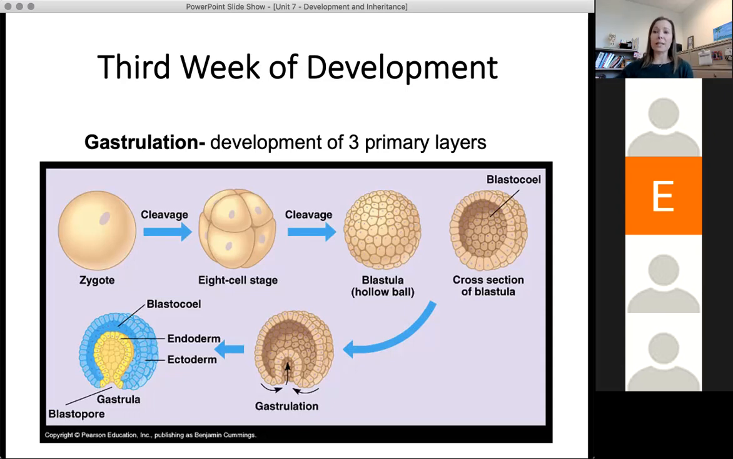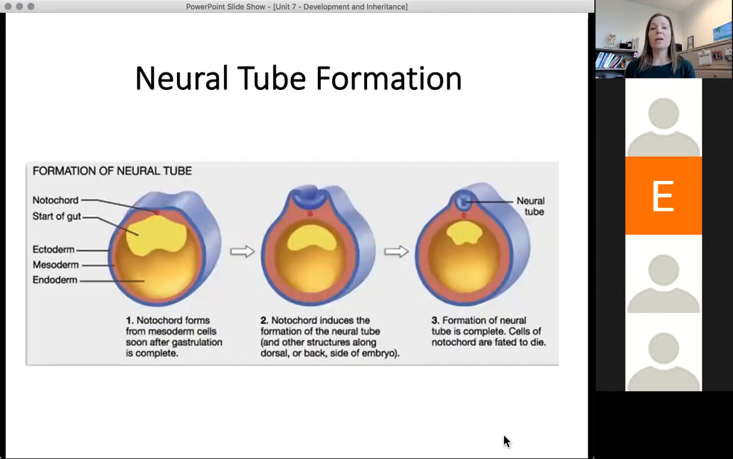Okay, also a really important thing that happens during week 3 is formation of the neural tube. This is when folds form, and I think I may have a picture of this, yep. Folds form in the ectoderm. So if you look at the top of this middle picture here, you can see that happening. So these folds develop in the ectoderm, and then eventually they fuse together at the top, which forms the neural tube. The neural tube cells develop into the brain and the spinal cord. So this is a very important step in development that's happening.